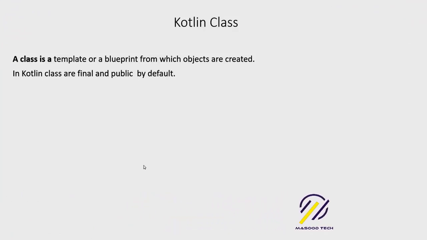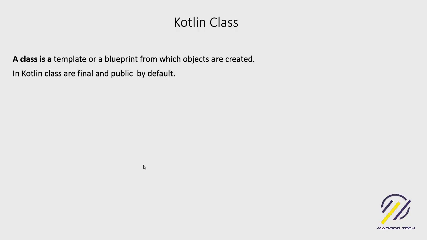Let us continue with our lesson, and today let's learn about Kotlin classes. A class is a template or a blueprint from which objects are created. The object here means any object, like a TV. If you say a car, each is an object, and a dog, each is an object.